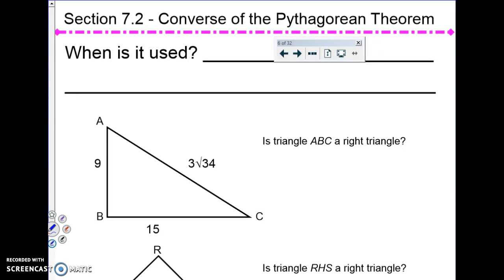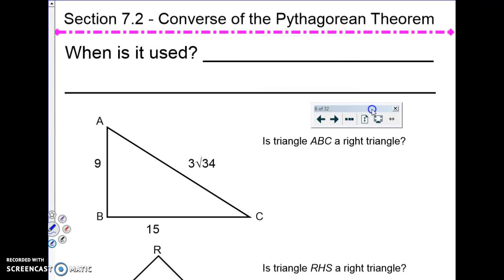Hello, it's Mrs. Ringrose, and we are continuing our work on right triangles and the Pythagorean theorem. Next up, I need you to be able to appropriately use the converse of the Pythagorean theorem.